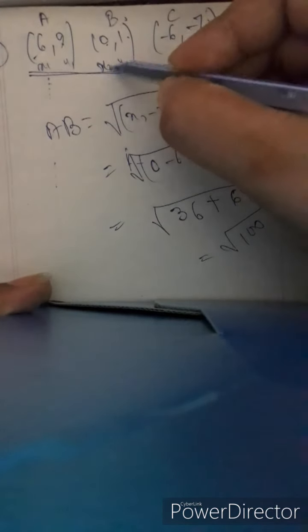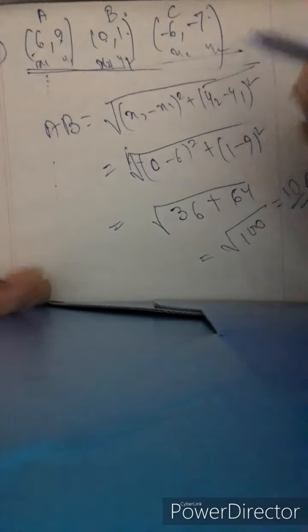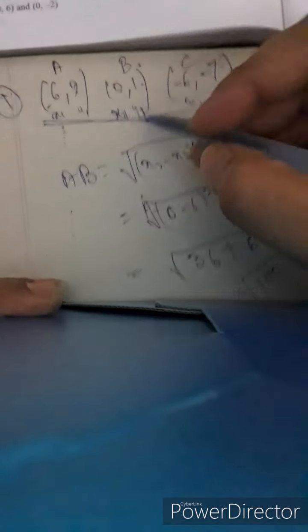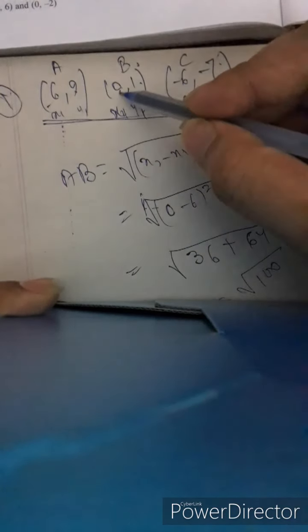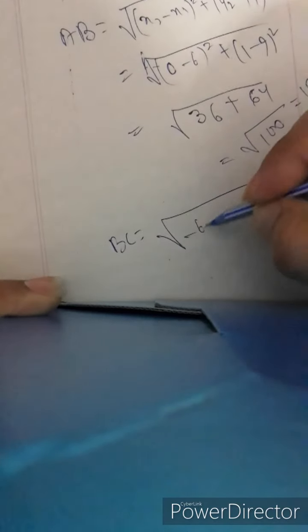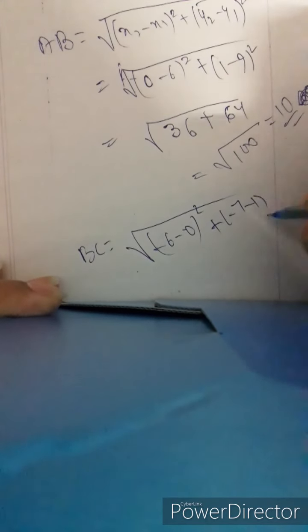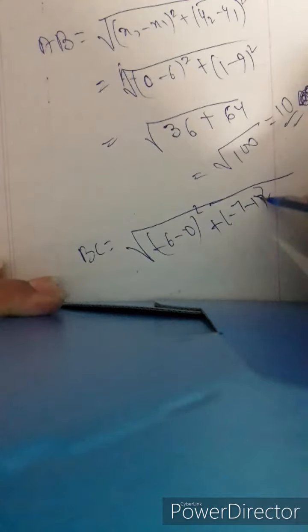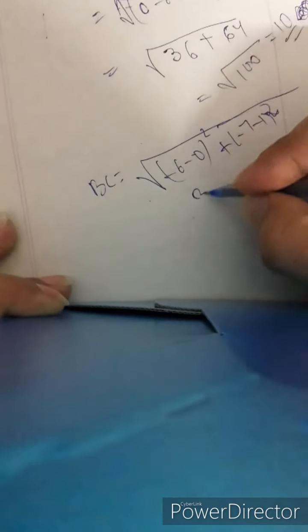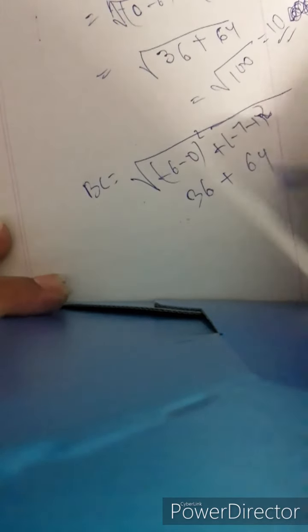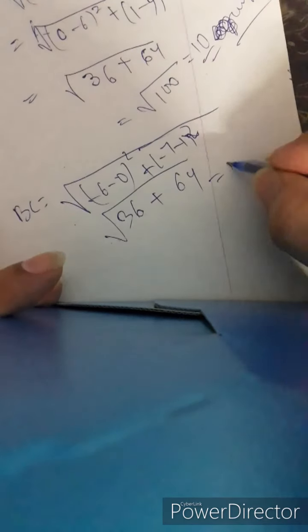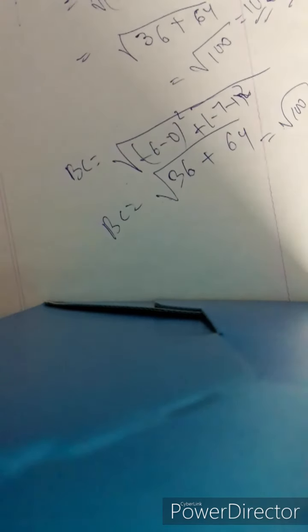Now calculating BC. For BC, this is x1, y1, this is x2, y2. So minus 6 minus 0 whole square plus minus 7 minus 1 whole square, the root under. Alright, 6 6s are 36 plus 8 8s are 64. Again it becomes root under 100, that is equal to 10. BC becomes equal to 10. Now what is AC?